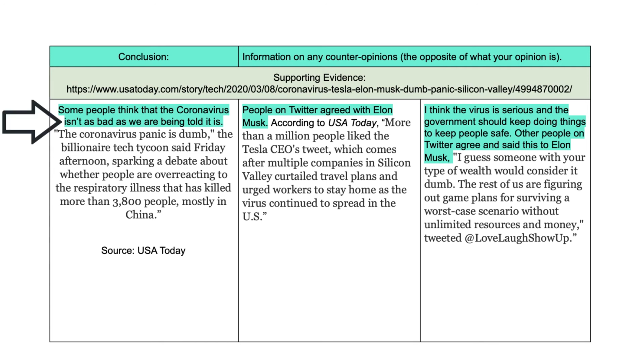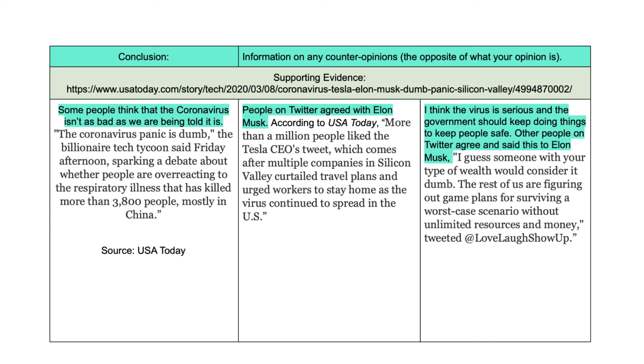And my words were, some people think the coronavirus isn't bad, and we are being told it is. And then there was a quote from Elon Musk who said, the coronavirus panic is dumb, the billionaire tech tycoon said Friday afternoon, sparking a debate about whether people are overreacting to the respiratory illness that has killed more than 3,800 people, mostly in China.